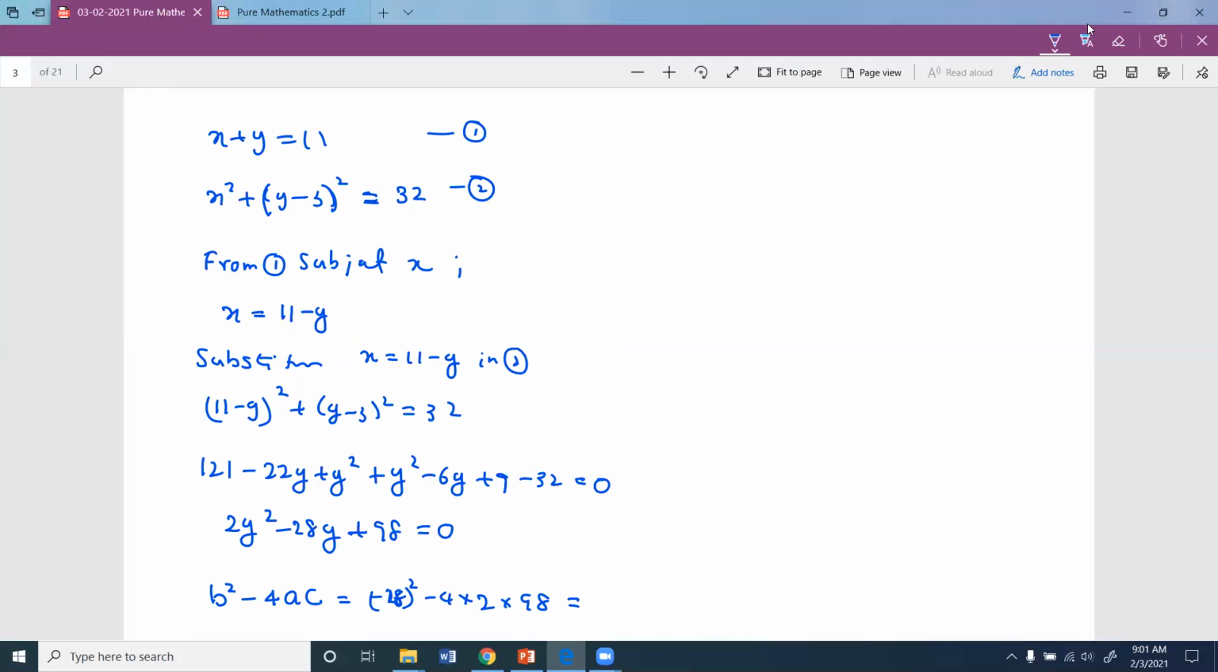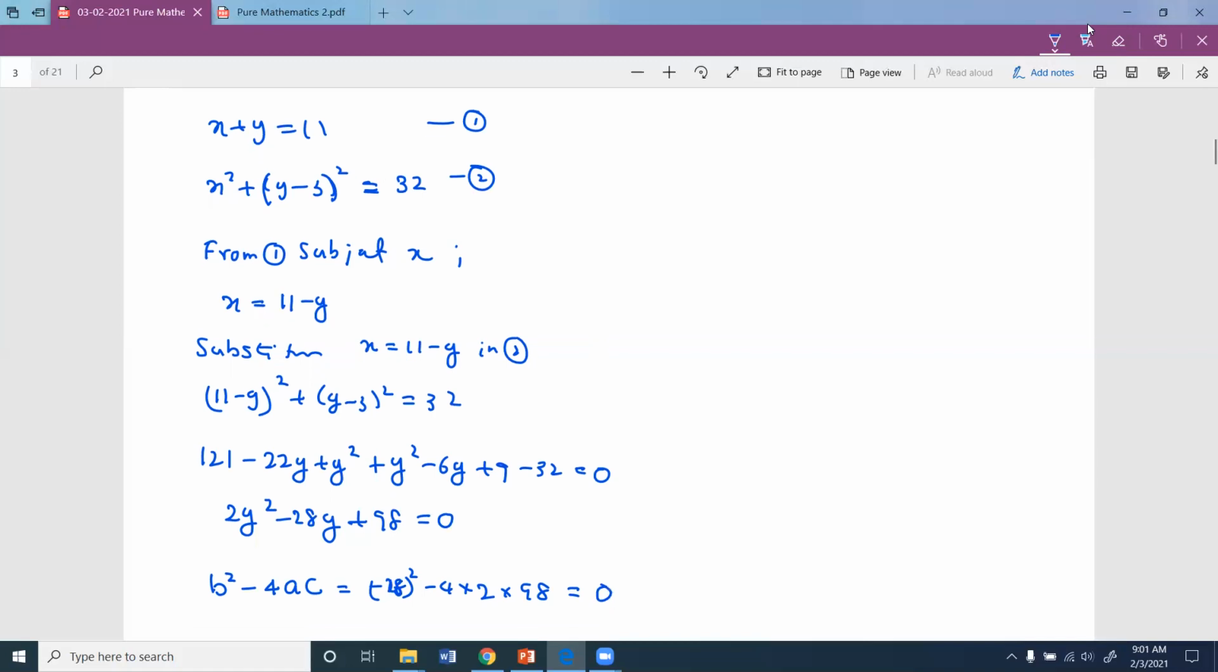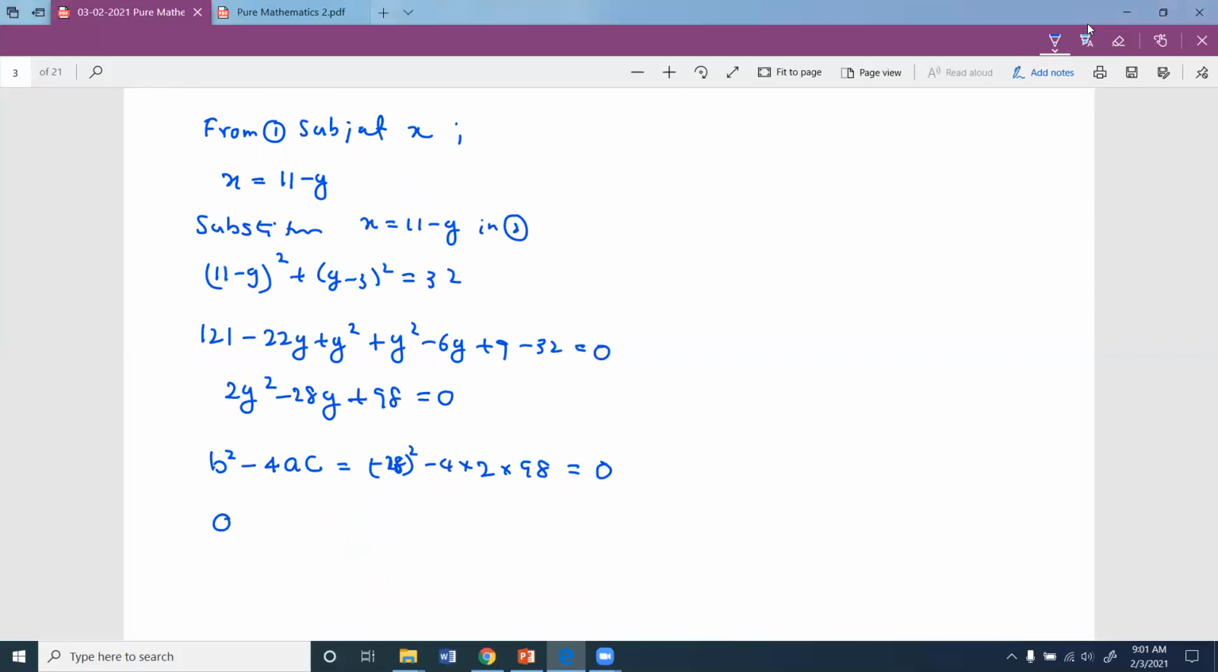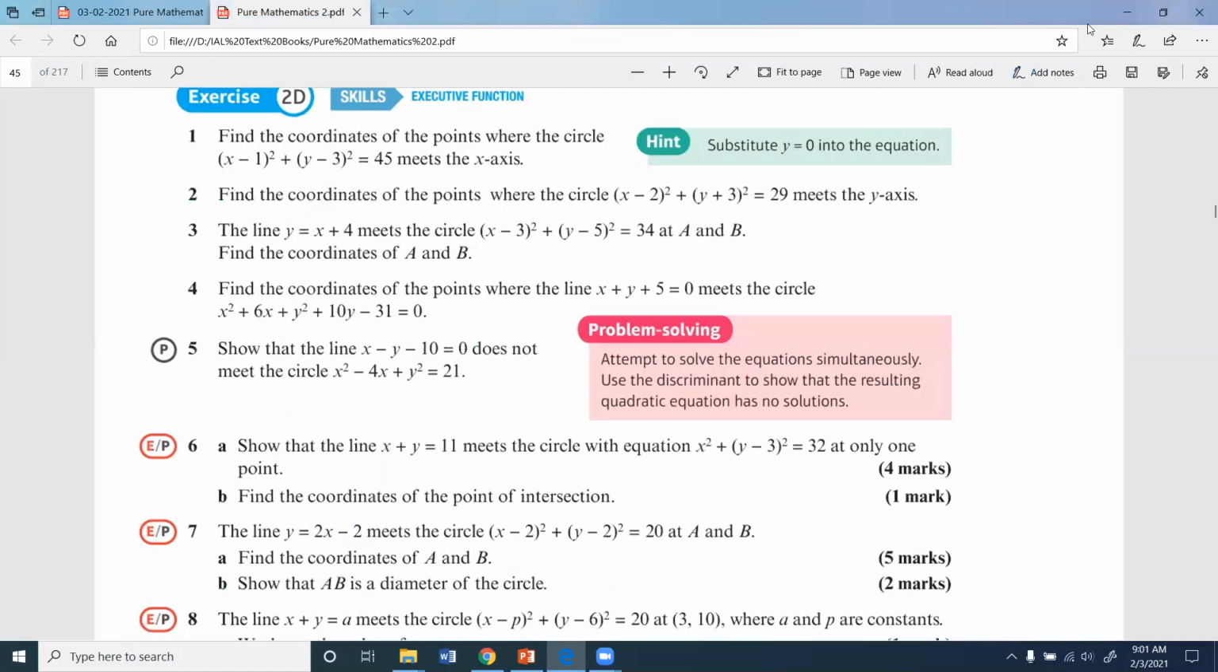So obviously you can say b squared minus 4ac is equal to 0, which means there is only one solution. That means only one intersection. Okay, then that is the first approach, and the second approach is the answer for the second question also, which is to find the coordinates of the point of intersection.